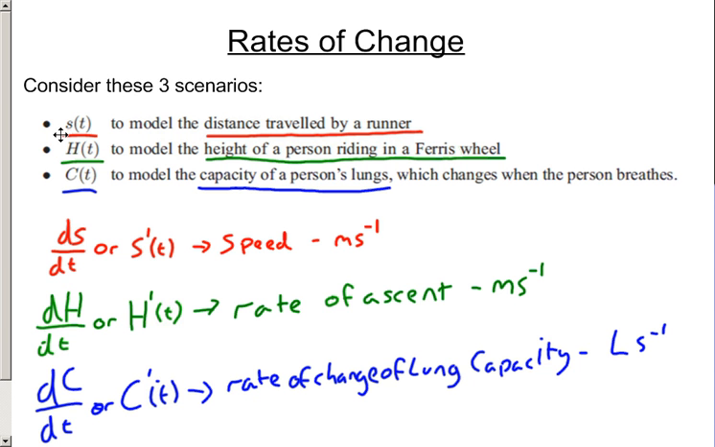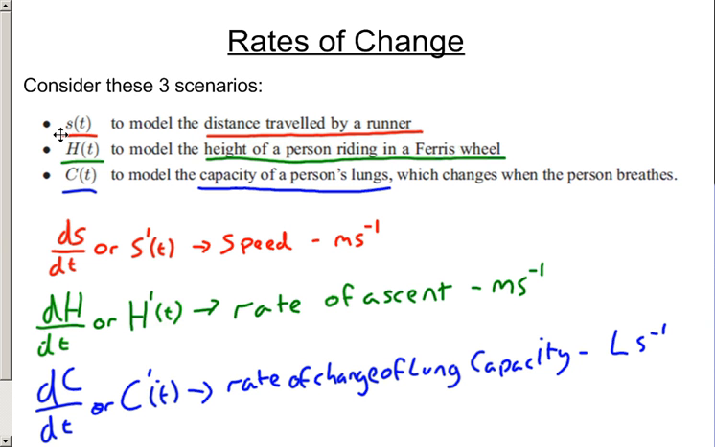So this isn't saying what is the lung capacity at any specific time. It's saying at a specific time, how is the capacity changing? Is it increasing? Is it decreasing? How quickly is it increasing? How quickly is it decreasing?